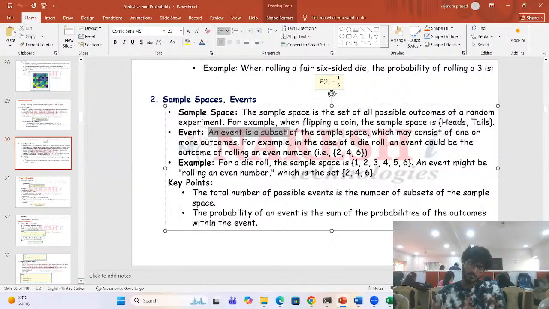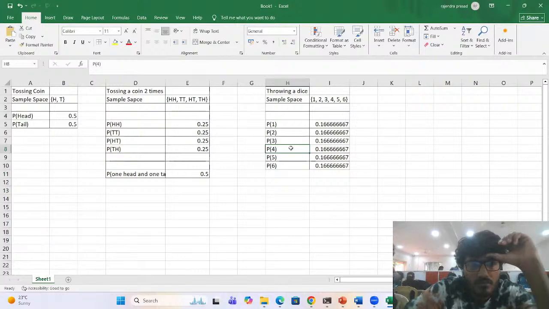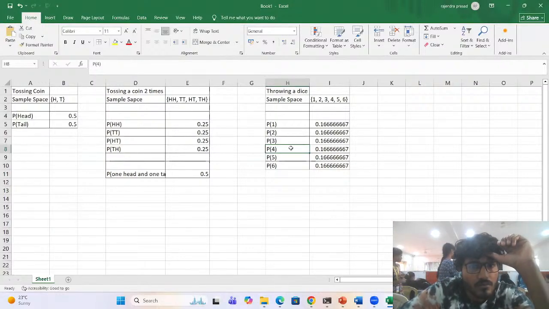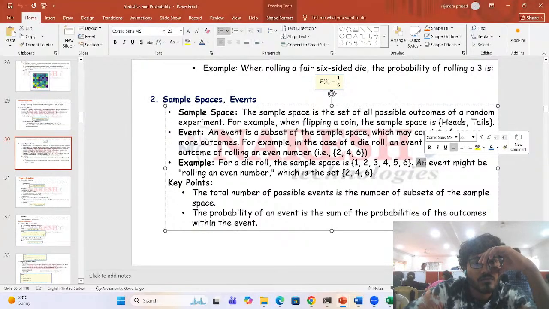See, an event is a subset of a sample space. Here I'm calculating the probability of an event called head, which is available in the sample space. Here I'm calculating the probability of getting the number 4. The event 4 is a subset of the sample space. Clear? Simply, the one line definition: an event is a subset of the sample space. That is enough.